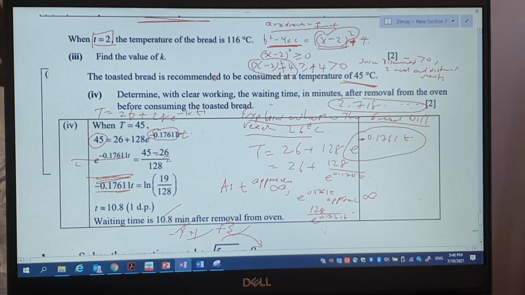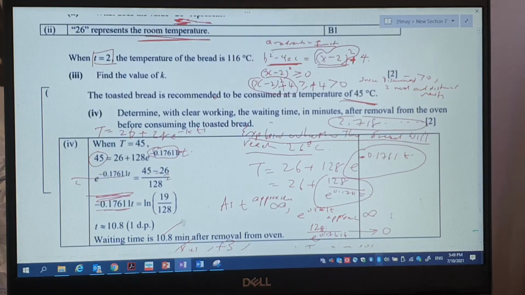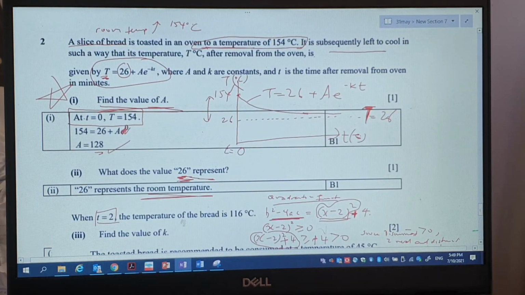So you see, 128 divided by a very big number, very close to infinity, must be getting nearer and nearer to, or approaches, 0. So because this whole number approaches 0, therefore T will approach 26 degrees Celsius, which is actually indicated by this graph that I drew here. You see, you will get closer and closer to this asymptote T equals 26. Alright, so I hope you are clear.